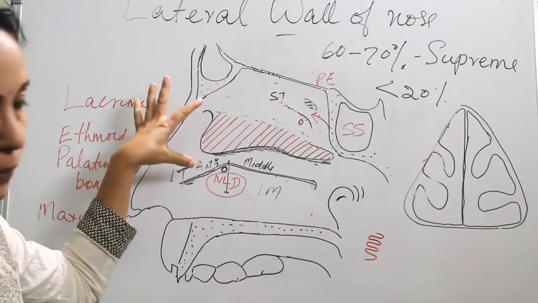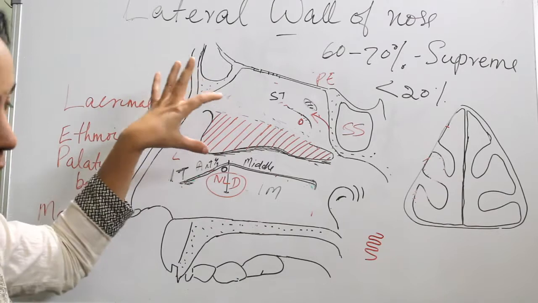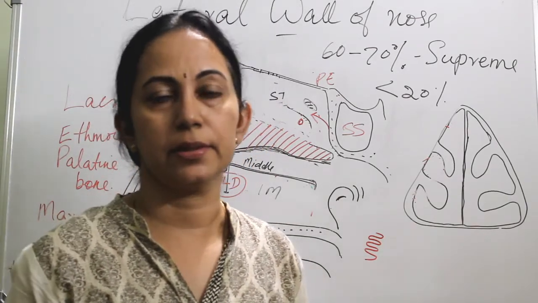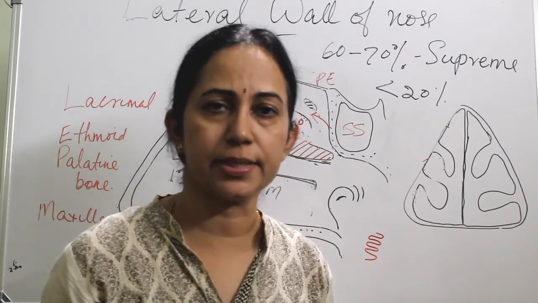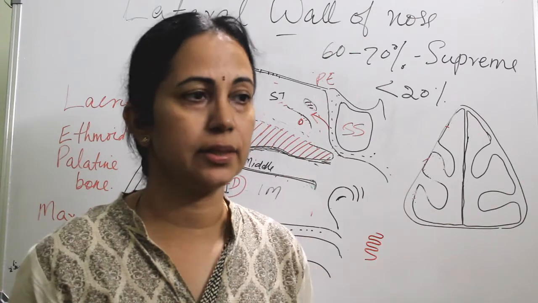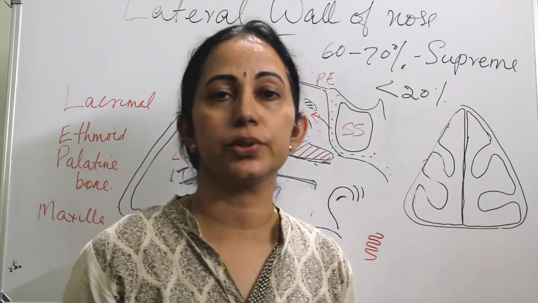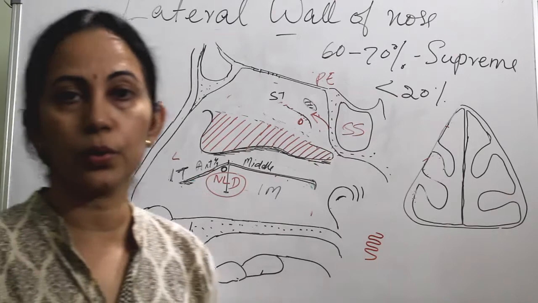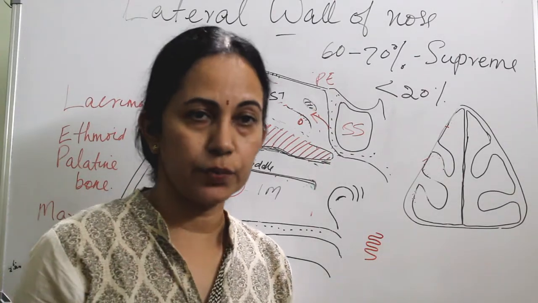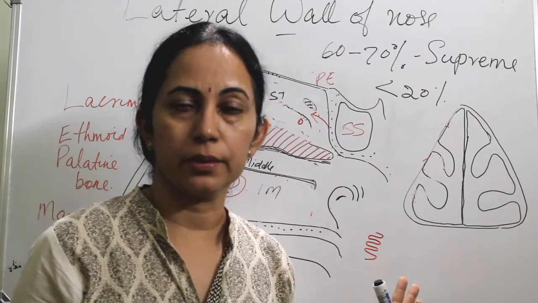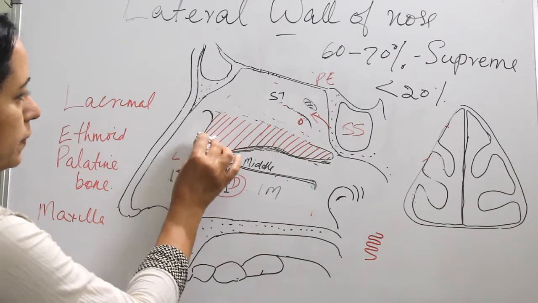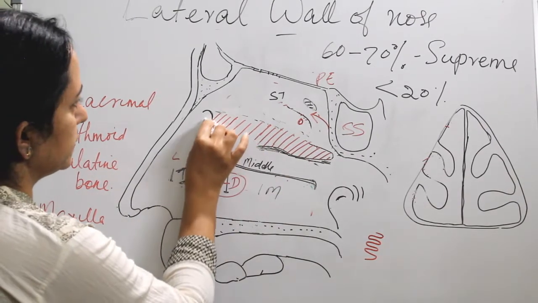Right? Now the most important part is the middle turbinate and the middle meatus. Regarding the middle turbinate, it was discussed in detail with the help of an origami for spatial orientation in Anatomy and Osteology of Ethmoid Bone Part 2. I am not going again into the details. Please see that video before you start seeing this lateral wall of nose. So I am removing the middle turbinate.